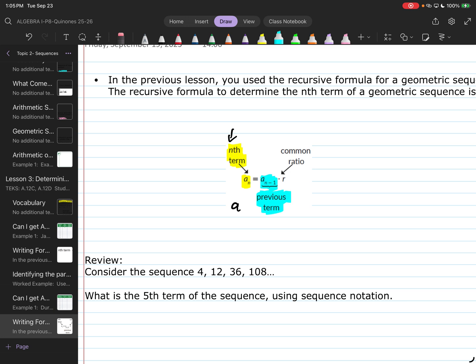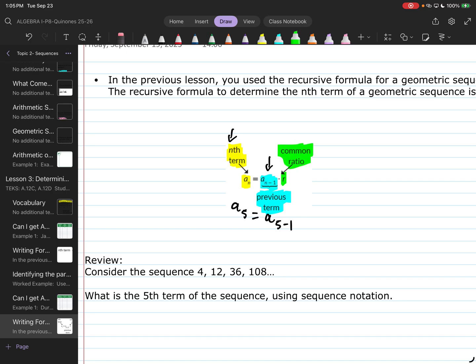So if we're looking for the 5th term, right, a sub 5, that would equal what? A sub 4, but how do we get there though? What's the operation there? The 5th term minus 1. This is how we get the previous term here. And then all we did was multiply by the common ratio to get to the next term.